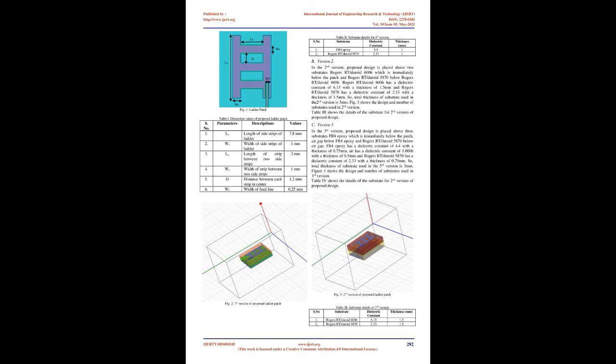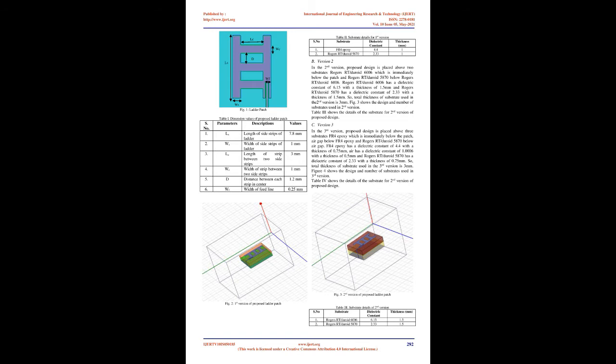2. Antenna design. Initially, as shown in Fig. 1, a ladder-shaped patch is designed. Combination of substrates, thickness, and type of substrate are varied to show the difference of gain and bandwidth in each version. For all the 3 versions, patch dimensions are constant. Table I gives the dimension values of the proposed ladder patch.